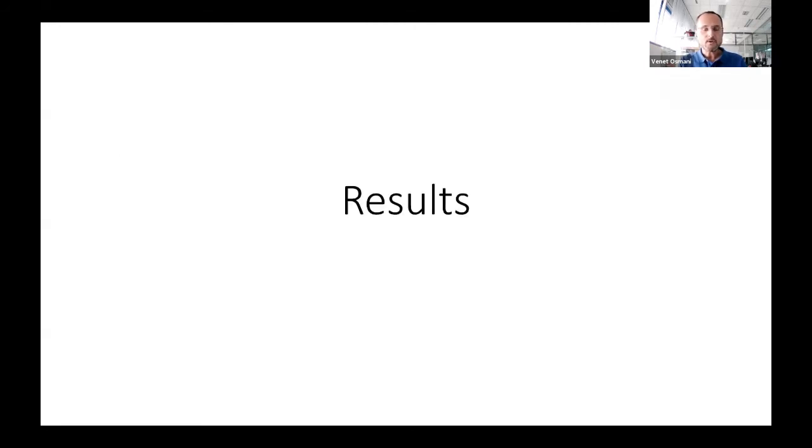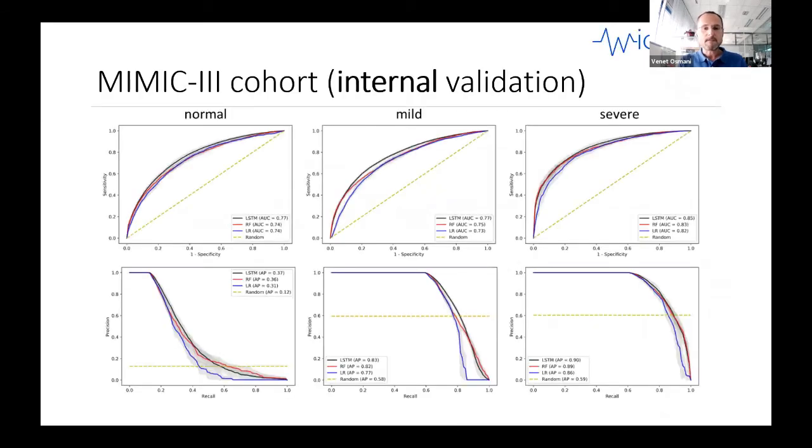Okay, so in terms of results, as you can imagine, there are quite a few results, so I won't stop for each of these, but I will only highlight 2 or 3. In terms of internal validation on the MIMIC cohort, what you can see here is that we are doing very well for the mild and for the severe group. So we are able to predict the next lactate with pretty high performance for these 2 groups.